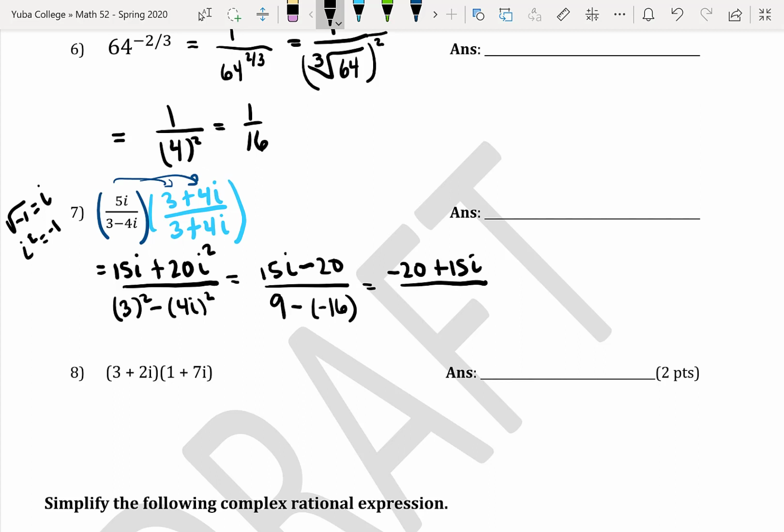To put it in a plus bi form, let's rewrite this as 2 separate fractions. So this is the same thing as negative 20 over 25 plus 15i over 25. Let's reduce. Negative 20 and 25 have 5 in common, so that reduces down to negative 4/5, plus 15 and 25 have 5 in common, so that reduces to 3/5 i.